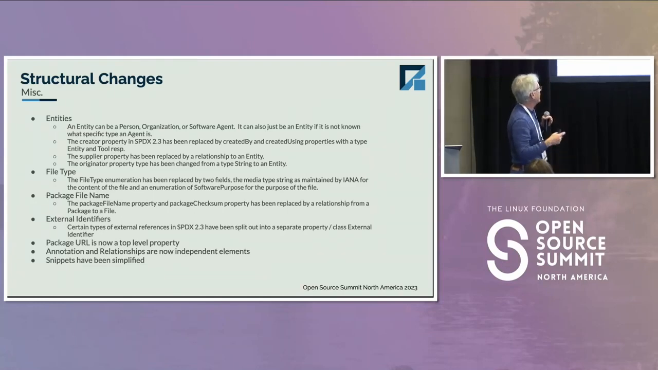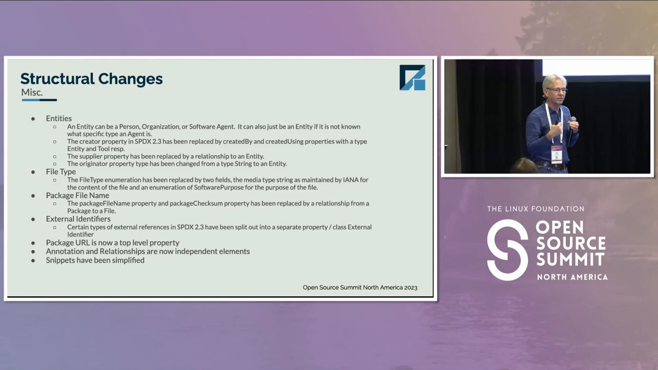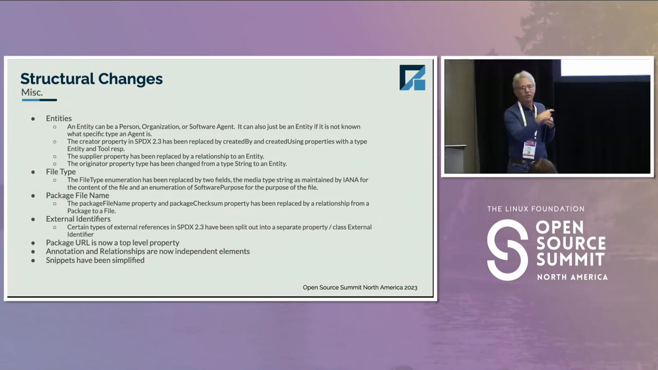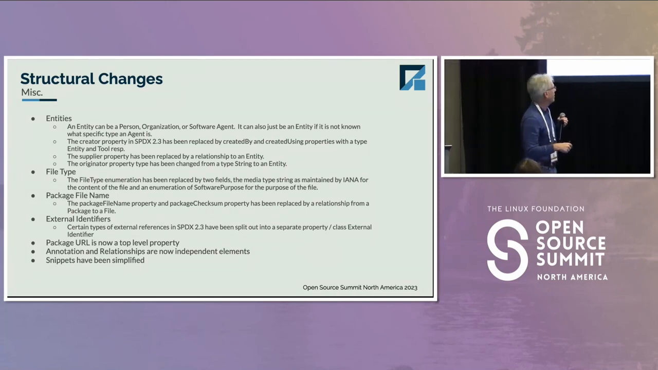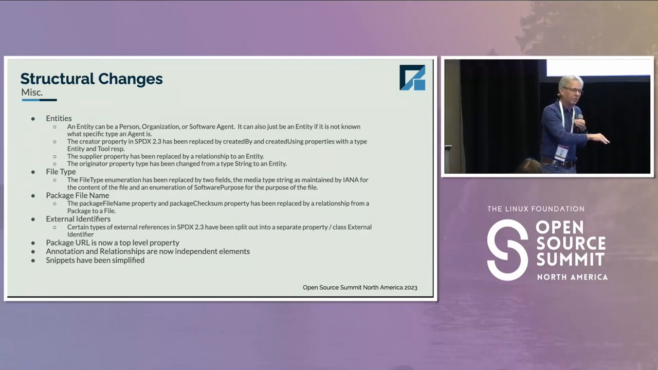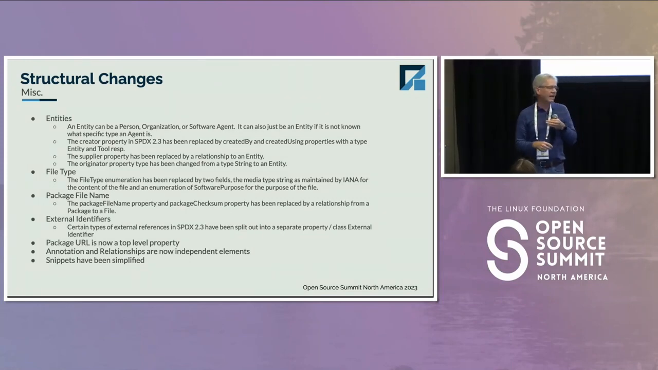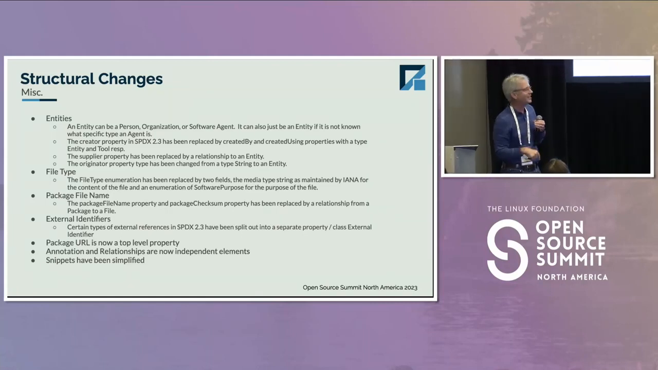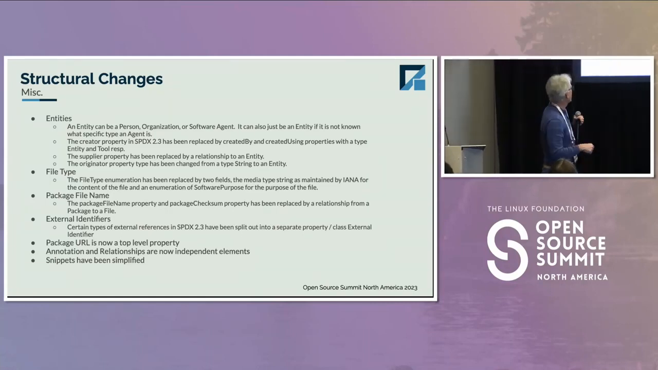File type enumerations have been replaced by two fields, so it's a little bit structural. We have a media type, where we're using the standard media type strings that are standardized. So we've moved completely to that. And then the content-to-file enumeration, we've moved to software purpose, for the purpose of the file. So we've separated the purpose from the media type. And we've moved, again, to a complete standardization. So we're not inventing our own media types anymore, which is kind of nice.